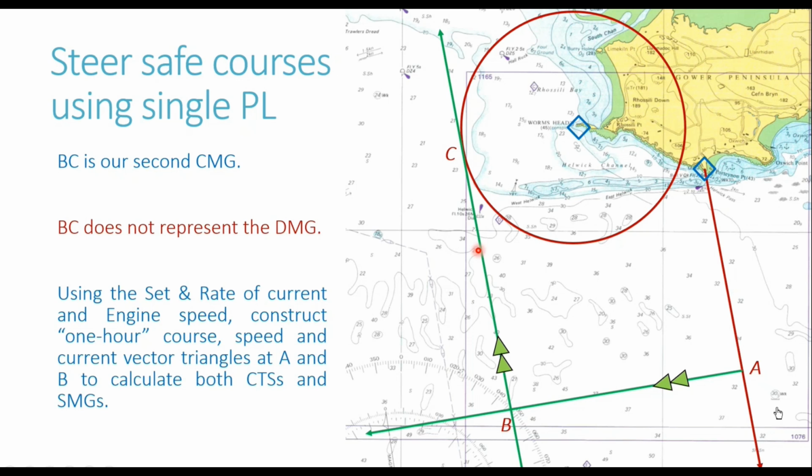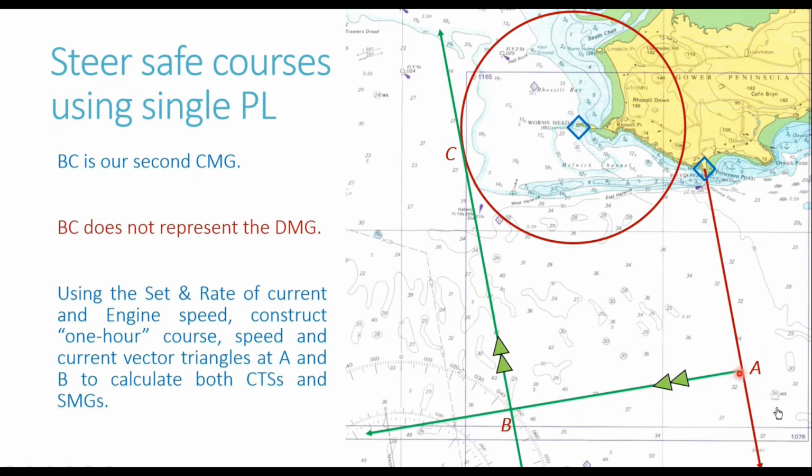Now, once we have both the course made good on the chart, we can now use the other data which is available to us. We have the set and rate of the current, which is given in this question. We have our engine speed, which is given to us. Using this data, we can now construct the course, speed, and current vector triangles. So we will first construct this course, speed, and current vector triangle at point A.